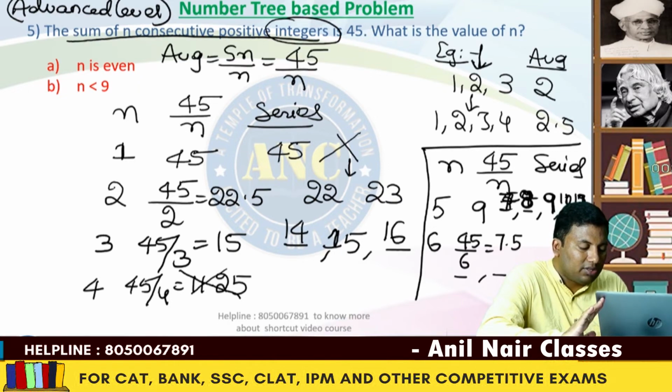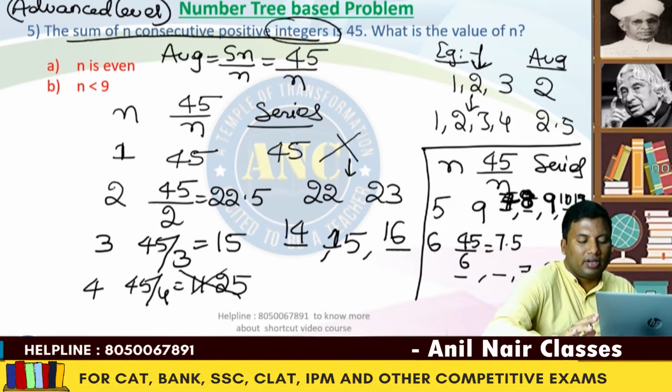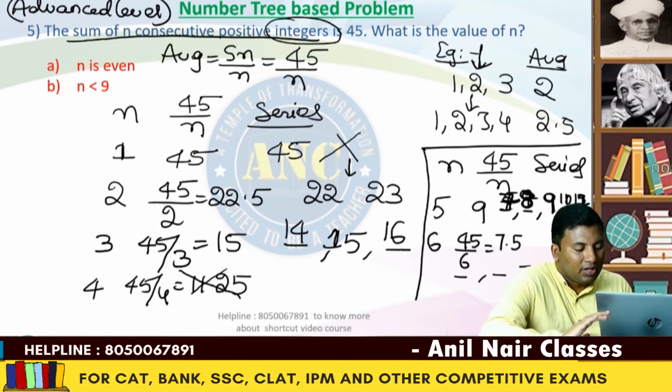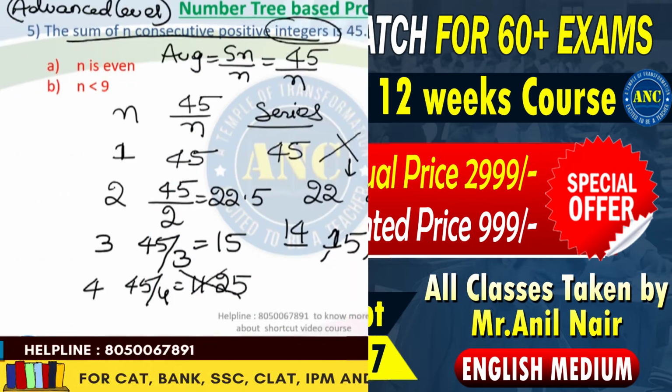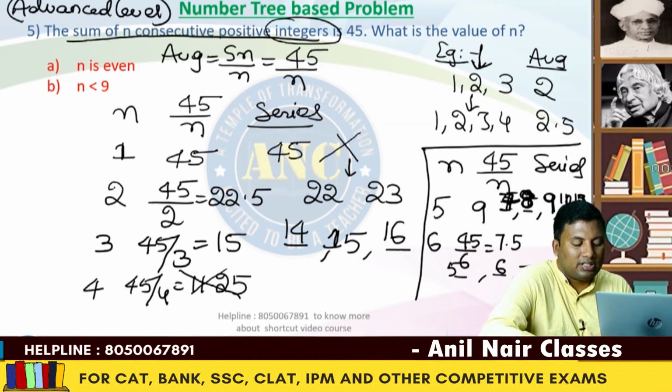Positive, right? I made a mistake. Odd numbers, I took. 7, 8, 10, 11. 7 and 8. 6, 5. 9, 10. Idea clear? 5, 6, 7, 8, 9, 10. Sum is 45.